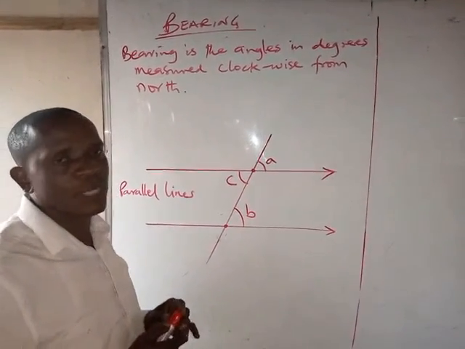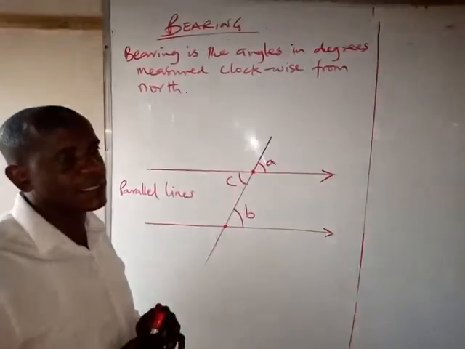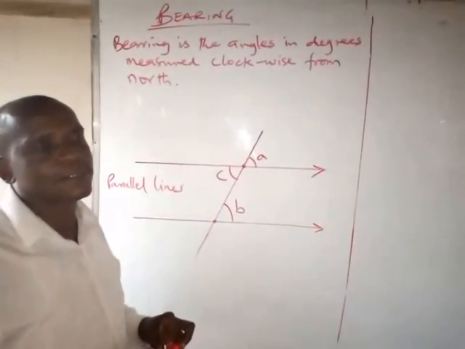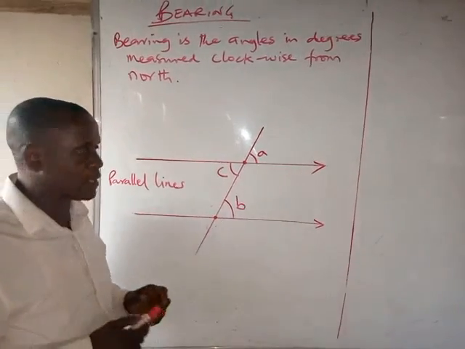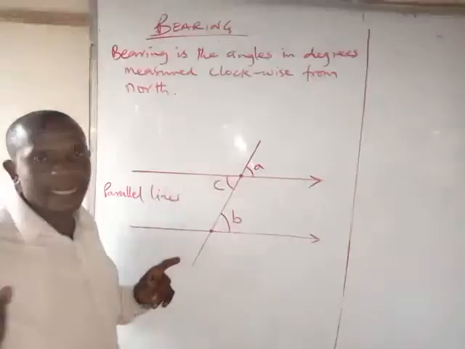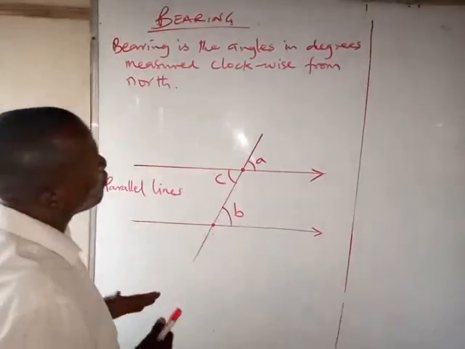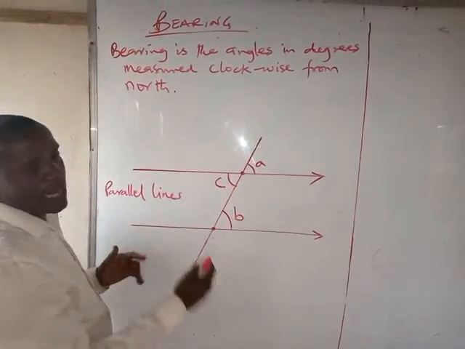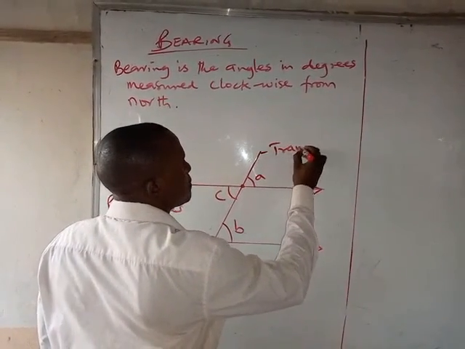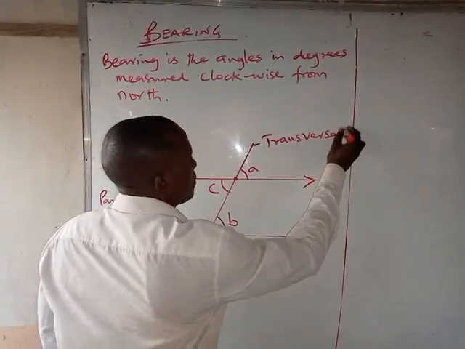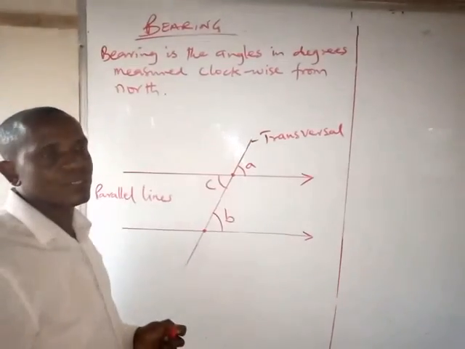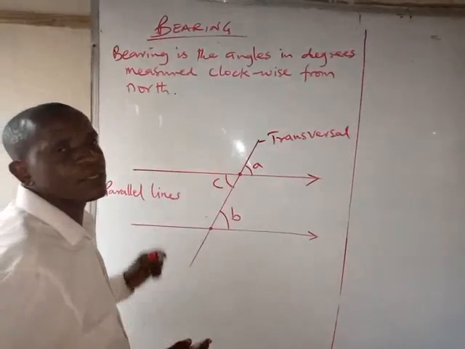Now, for us to fully understand the concept of bearing, I would like to take you back to parallel lines. And I want you to pay attention to this. Parallel lines are lines that can never meet. So, when a line is drawn across parallel lines, this line is called transversal. When a transversal line is drawn, certain conditions and theories are formed.